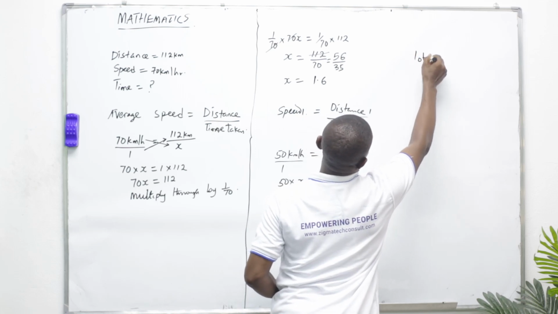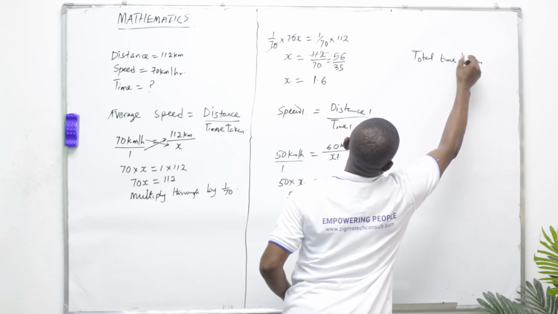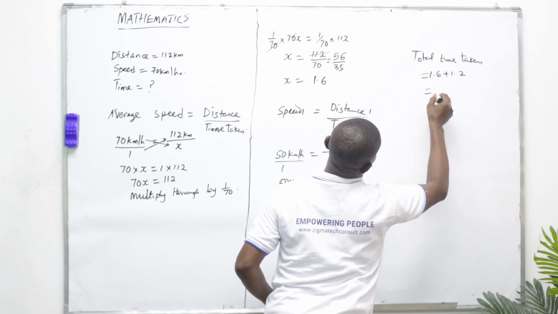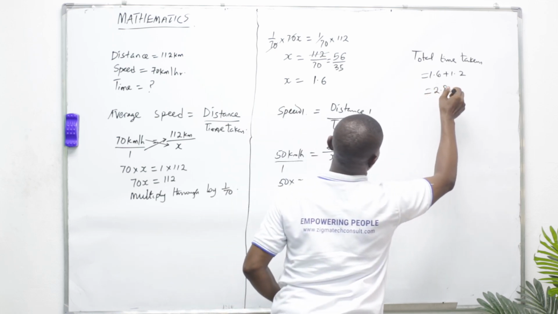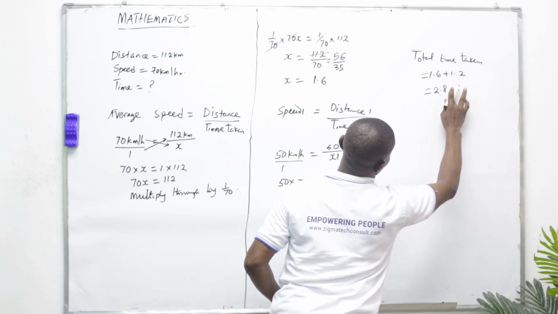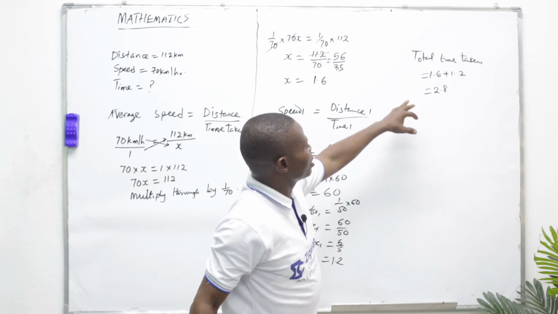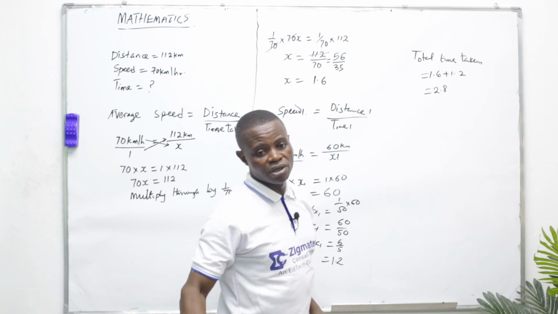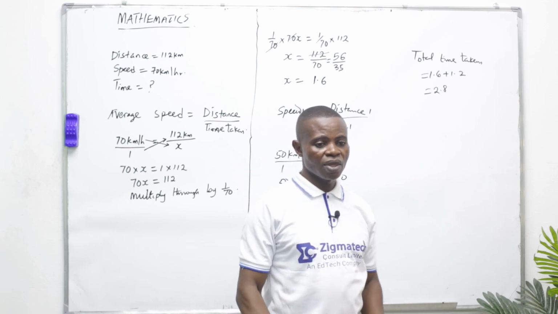The total time was 1.6 plus 1.2. They give us 2.8. Okay, the total time taken is what? 2 hours 8 minutes. 2 hours 8 minutes is the total time.